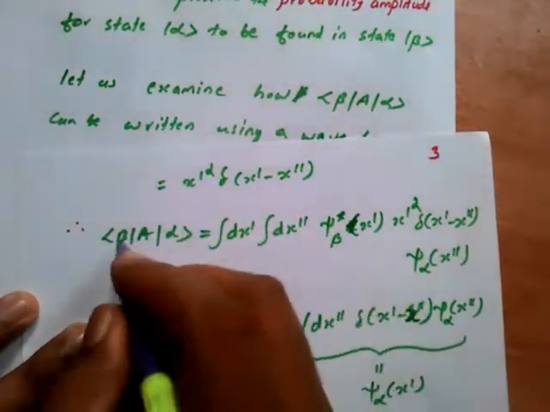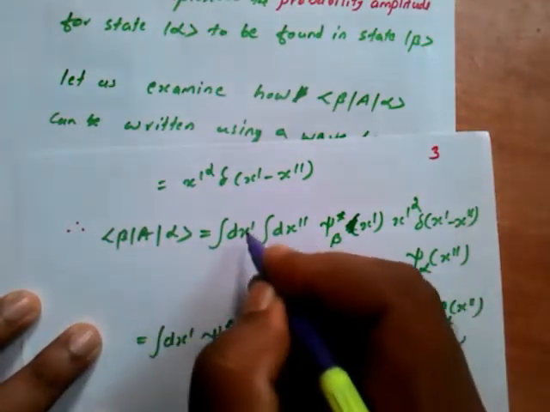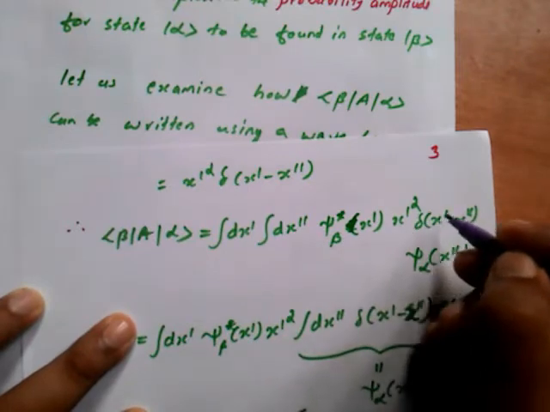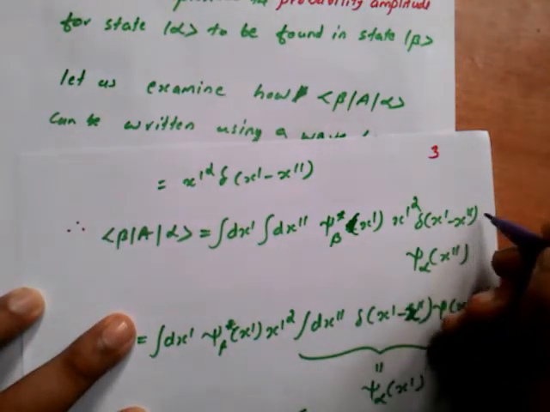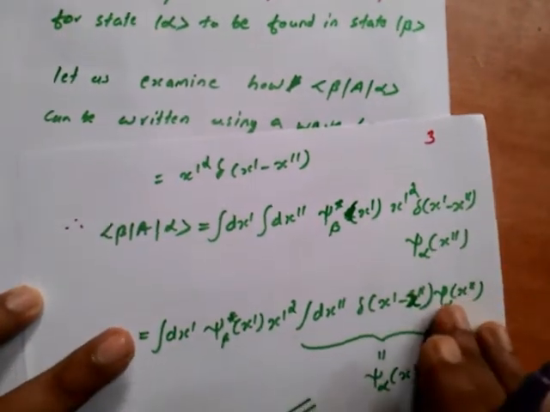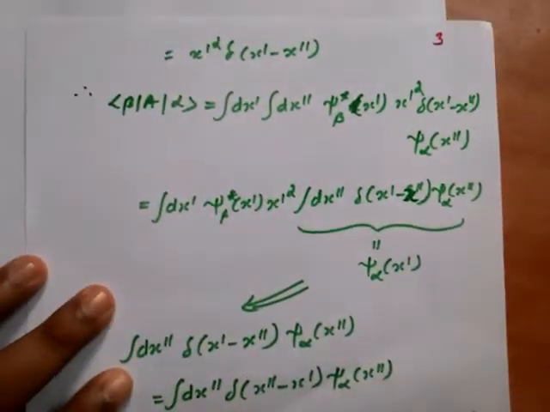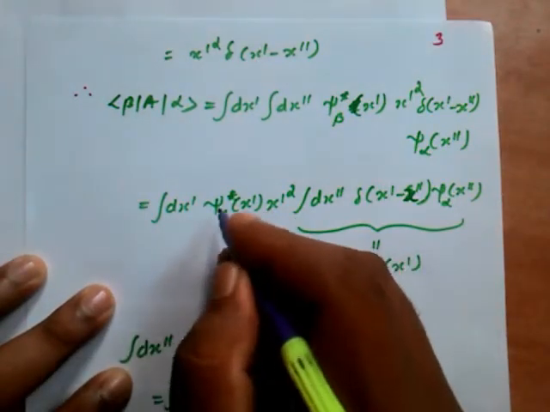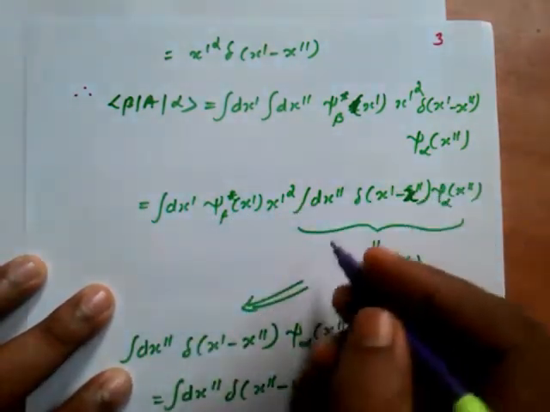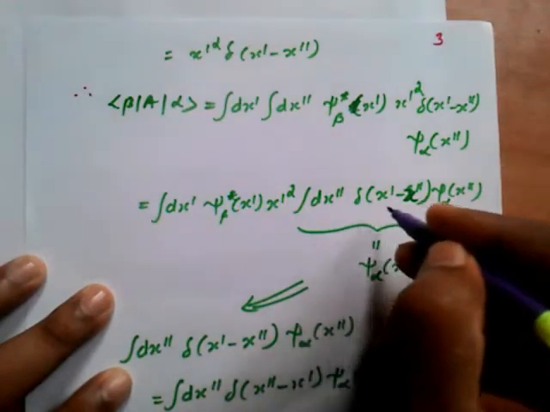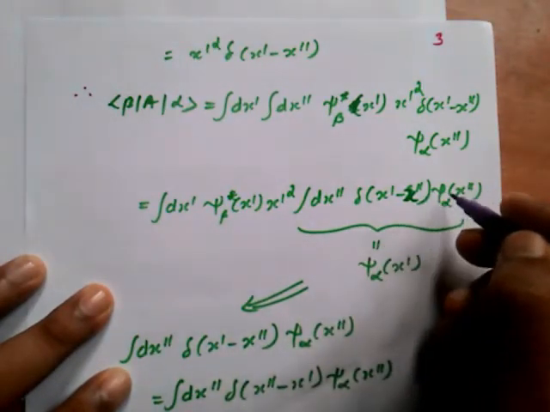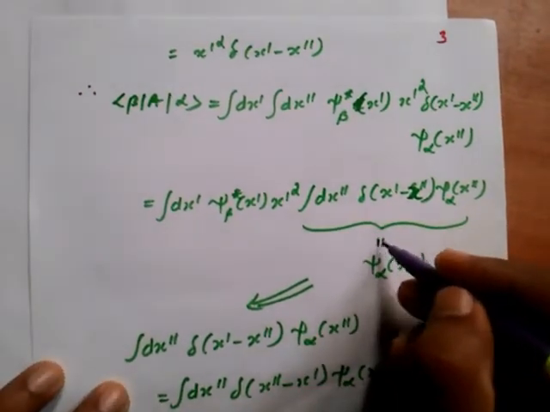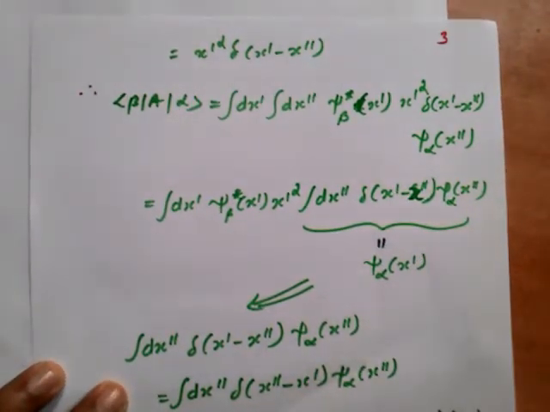So we can write beta A alpha equal to integral dx dash, integral dx double dash, psi beta star of x dash, x dash square, delta of x dash minus x double dash, psi alpha of x double dash. And this term we can write in this form: integral dx dash, psi beta star of x dash, x dash square, into integral dx double dash, delta of x dash minus x double dash, psi alpha of x double dash. This we will get as psi alpha of x dash.